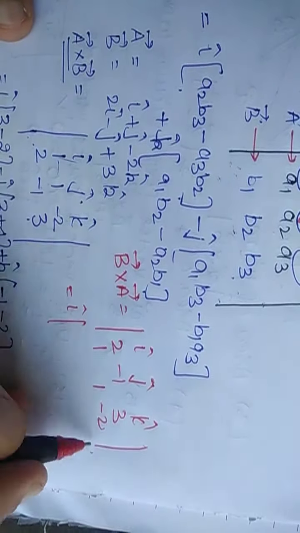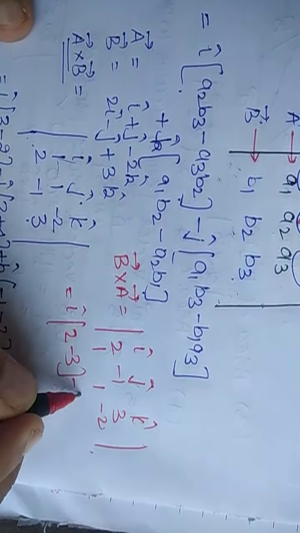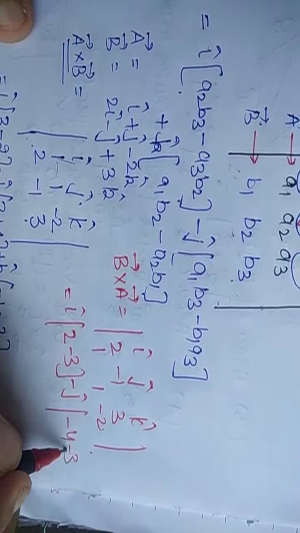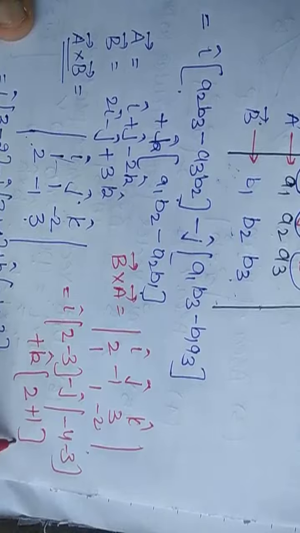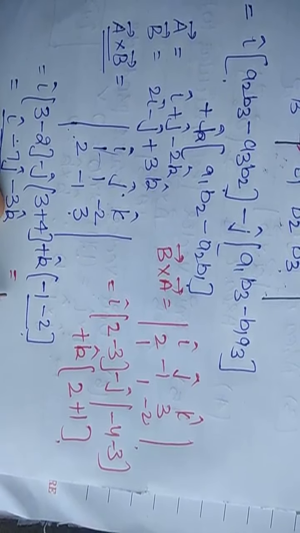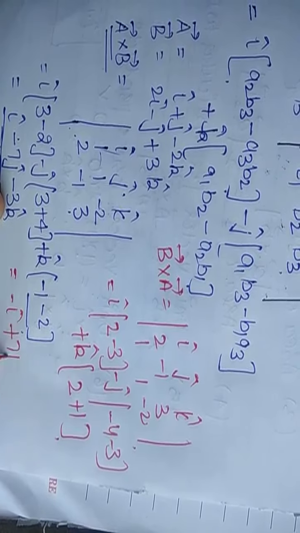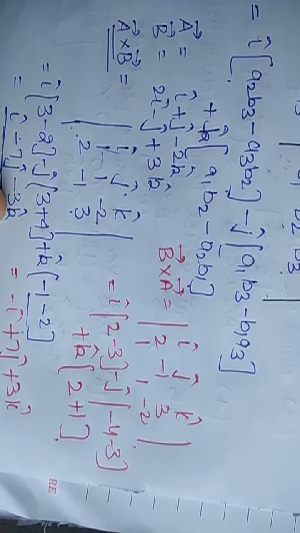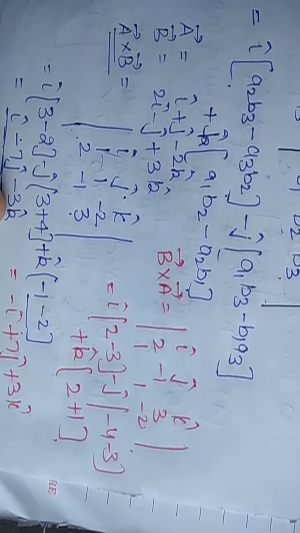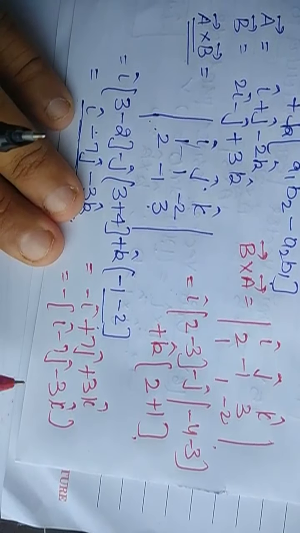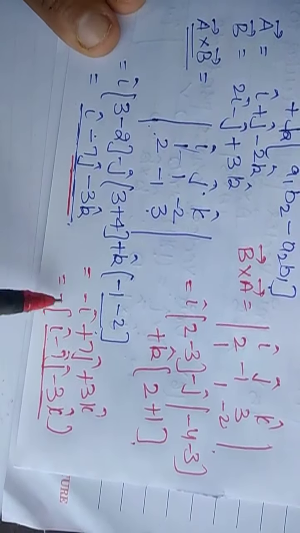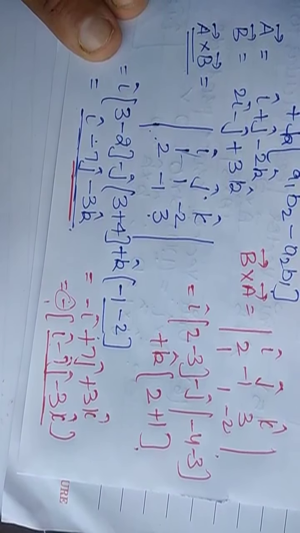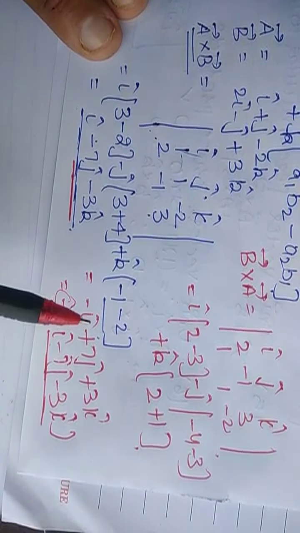Now if you solve, you get i cap 2 minus 3, j cap minus 4 minus 3, plus k cap 2 plus 1. So if I solve it, it comes out to be minus i plus 7j plus 3k. And if I take negative common, I get minus i minus 7j minus 3k. Look at this answer. Same, but there is a difference of negative. For a cross b and b cross a, the magnitude may be the same, but the direction will be opposite.